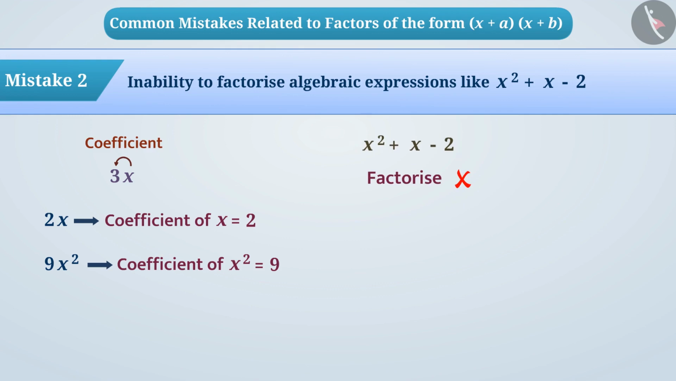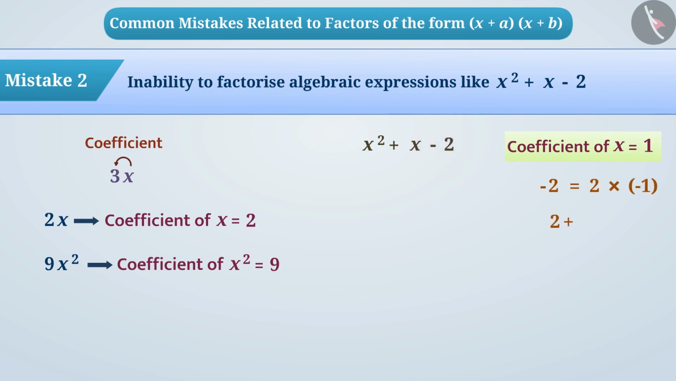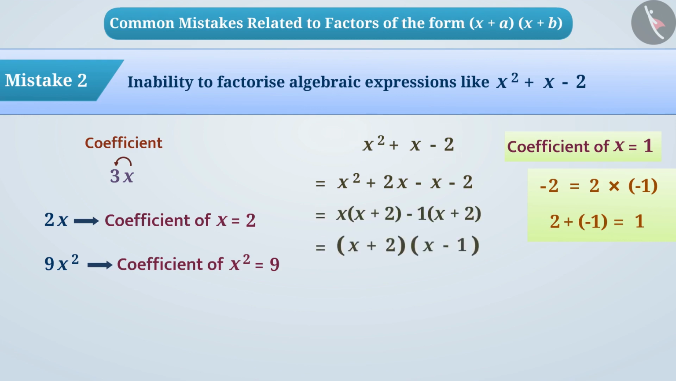Remember, if no coefficient is given in any term, then in that case we should take the coefficient as 1. So here we will take the coefficient of the middle term x as +1. In this way we can write -2 is equal to 2 multiplied by -1, from which we get 2 + (-1) equal to 1. Now we can write x² + 2x - x - 2, so that we get the factors of this expression as (x + 2)(x - 1).